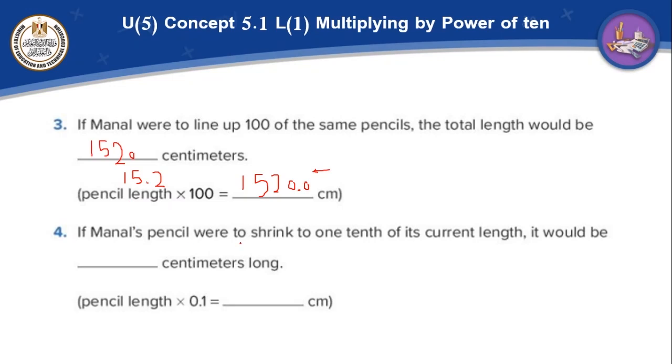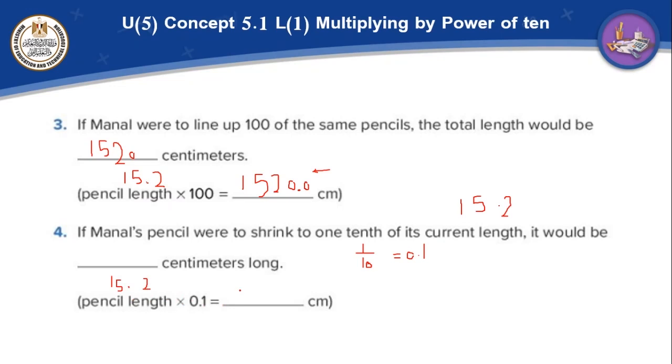If Manel's pencil were to shrink to 1/10, 1 over 10, or 0.1 of its current length. The current length is 15 and 2/10. So 15 and 2/10 multiplied by a decimal number. Count how many digits are in the decimals in the multiplication: one digit and one digit, so the decimal point will be put after two digits.